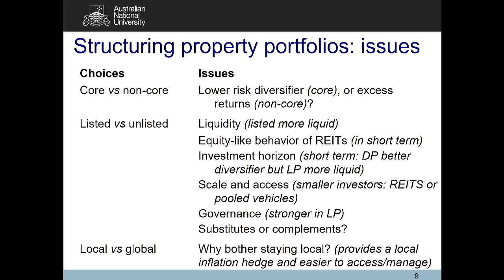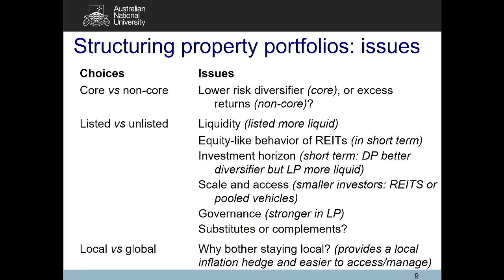Scale and access. If you're a small investor, you can really, as I said, only go through a REIT or a pooled vehicle. REITs have the benefit of liquidity. Pooled vehicles have the benefit of diversification, but it might be a bit hard to get a good non-core exposure in a pooled vehicle. So if you want excess returns, that might also take you towards REITs, because at least there's a small amount of value-added property within them. If you care about governance and transparency, that's stronger in listed property because you need to comply with listing rules.